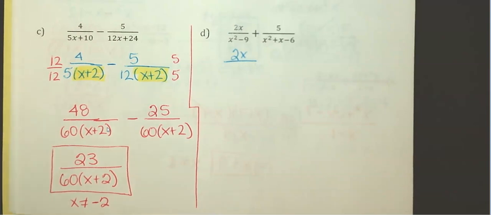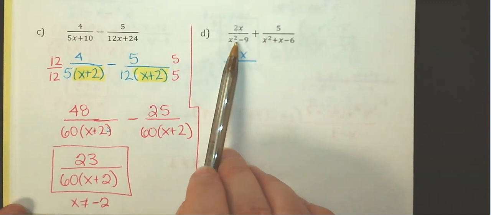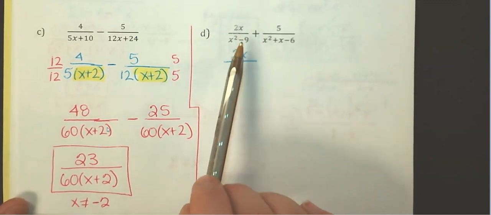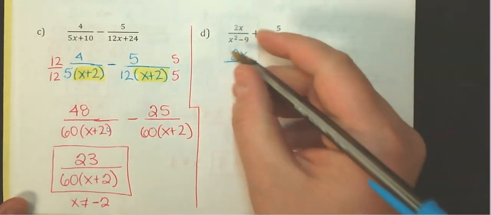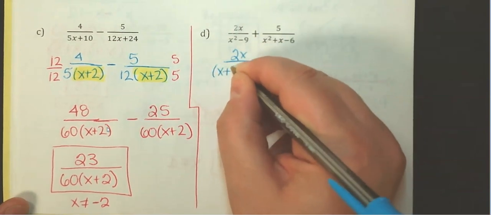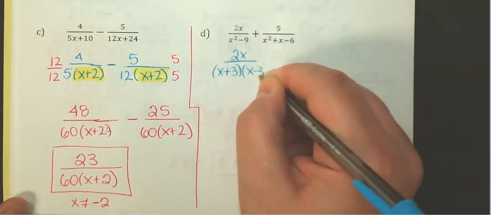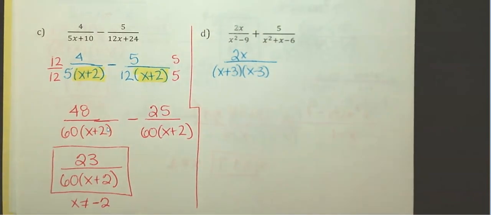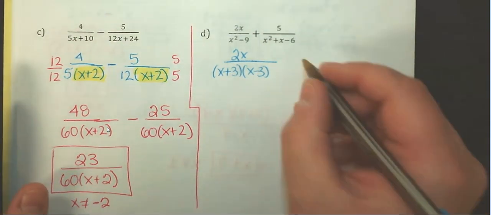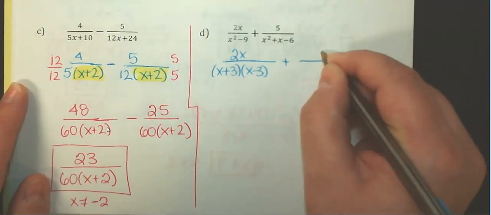I've got 2x over x squared minus 9. This guy in the bottom is the difference of squares. So multiply to get negative 9, add up to 0. It's just a square root. So it's x plus 3, x minus 3. That's called a difference of squares. x squared is a perfect square. 9 is a perfect square. That's your factored form.